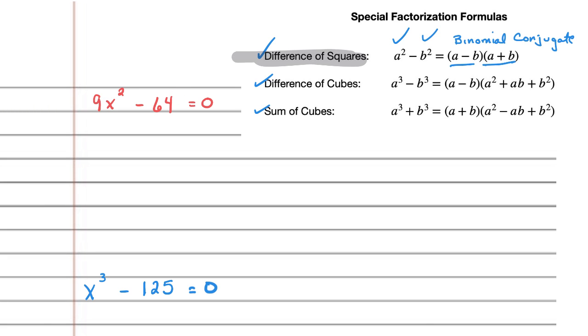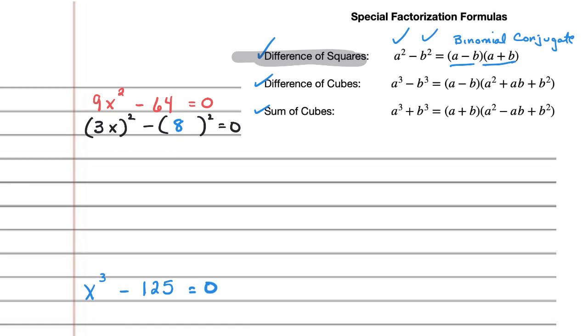So our first step is, of course, I've checked for a GCF. 9 and 64 not divisible by anything. So what we're going to do is we're going to see if it is indeed a difference of two squares. And what do we mean by that? It means, can we write 9x squared as something squared? And the answer is yes, we can. At 3x, if you square it, you get 9x squared. And 64 is a perfect square also. It is an 8 that has been squared. So 3x squared is still 9x squared, and 8 squared is still 64.